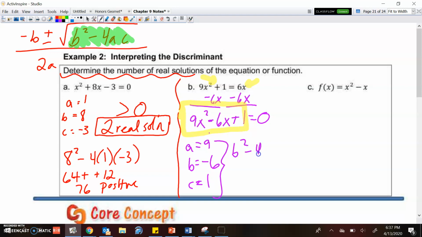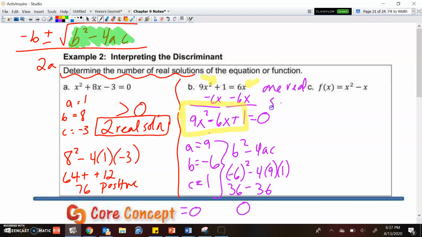Okay, so putting those together, it's B squared. If it helps you to write it, by all means do so. B squared, I'd actually encourage that. -6 squared minus 4 times 9 times 1. So it's 36 minus 4 times 9 times 1 is 36. So we get 0. So in this case, my discriminant equals 0. So there's only one real solution. And I apologize for the scratchiness. One real solution for letter B.